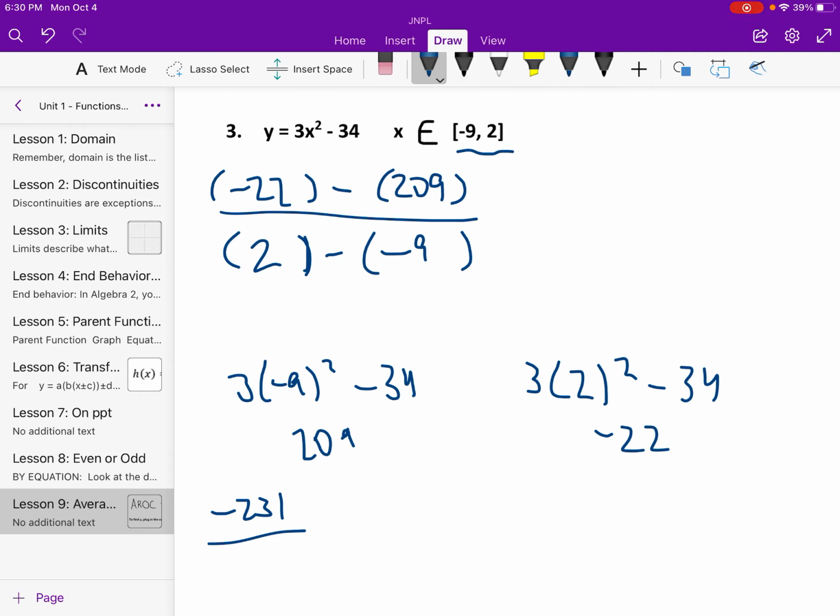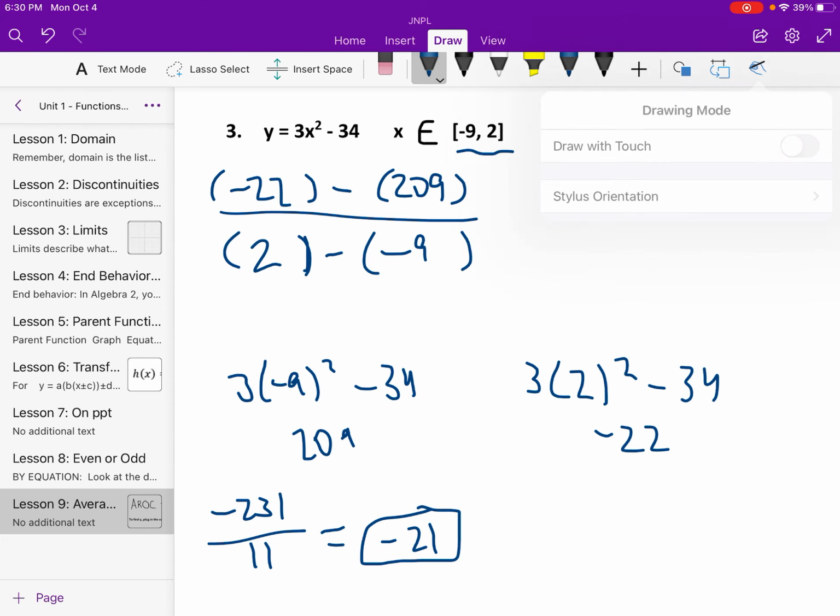2 minus -9 really means plus, so 11. I highly doubt you can divide 231 by 11 and get an even number. Oh, I highly doubted wrong. It happens to be 21. I just made up these numbers at random, but somehow we ended up with a whole number, even though we had 209 as one of the things. 11 is not a number that most numbers can divide by evenly, but it happened to be that 231 did.